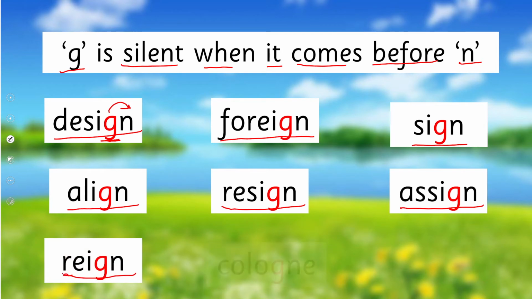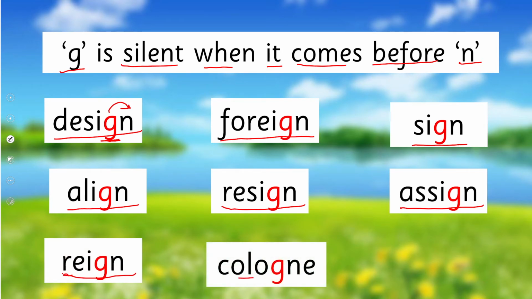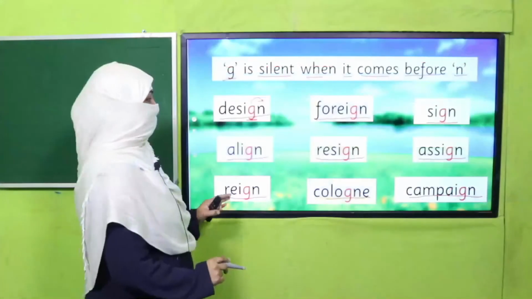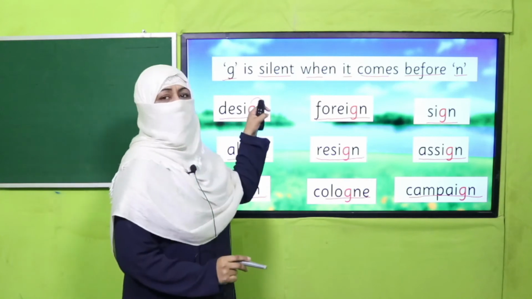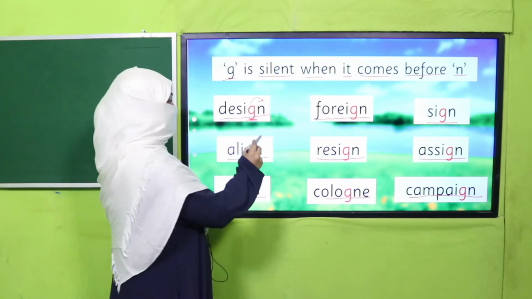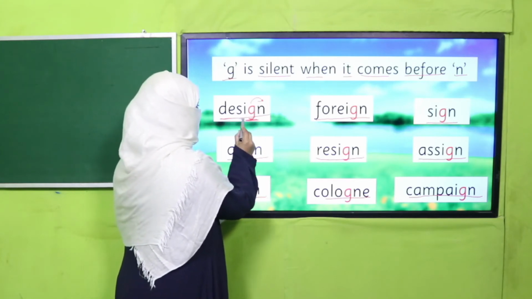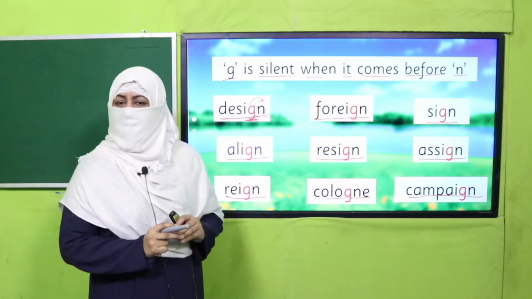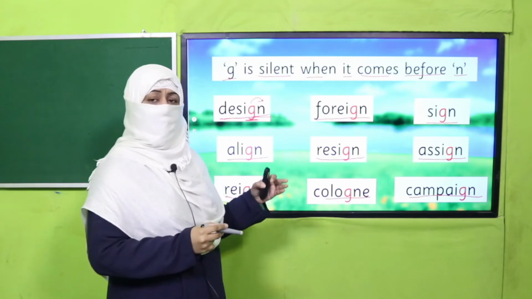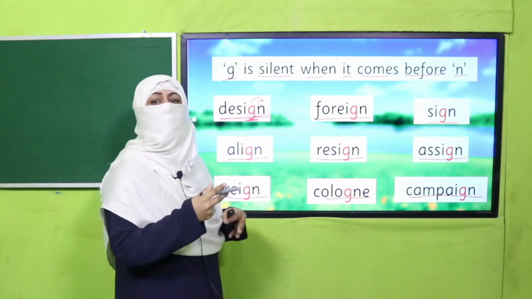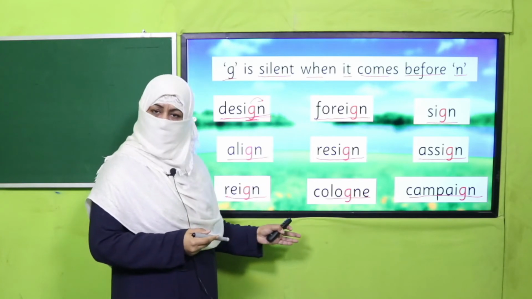rain, clone, and campaign. In all these words, because after G we find N is there, that's why we don't pronounce this G and we directly switch to N and we say design. All right, so you may practice these words. If you want more practice, you can pause the video anywhere and you can say all these words by yourself.